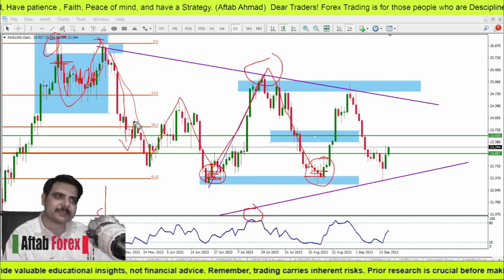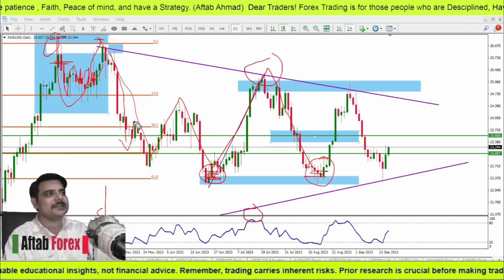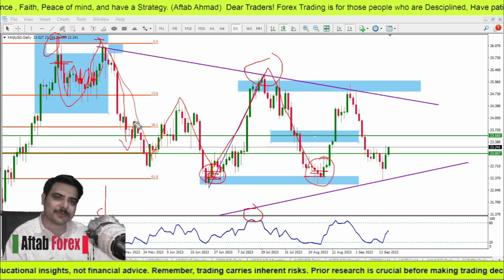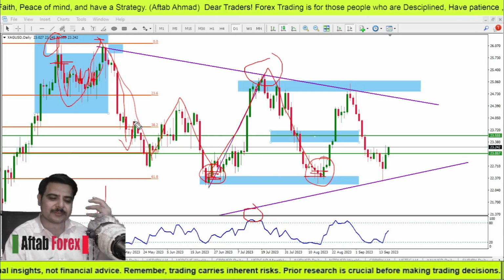Hard work, practice, that's obviously the key. And that also depends on the trader, the trader's equity, the trader's understanding.